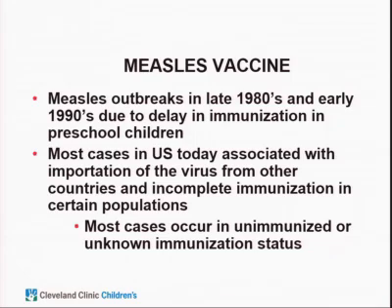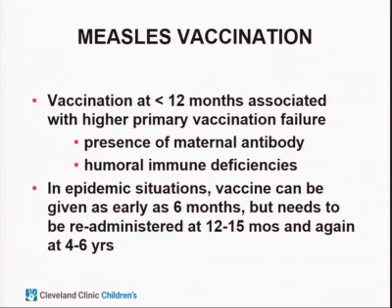So remember that measles outbreaks back in the 80s and early 90s were due to delay in immunization of preschool children. However, today, most cases of measles are because of under-immunization, and most cases are imported. So someone goes overseas and brings back measles into this country, and because we have children who are vulnerable to measles, that's how we get into outbreaks.